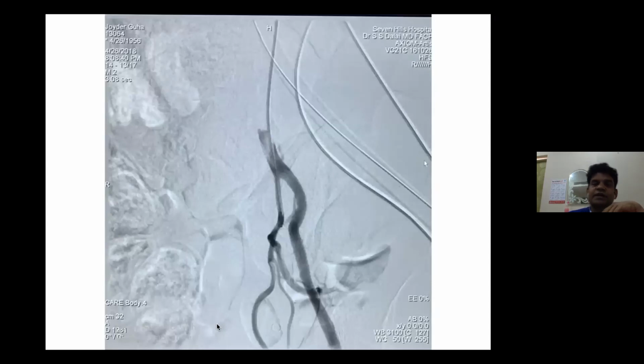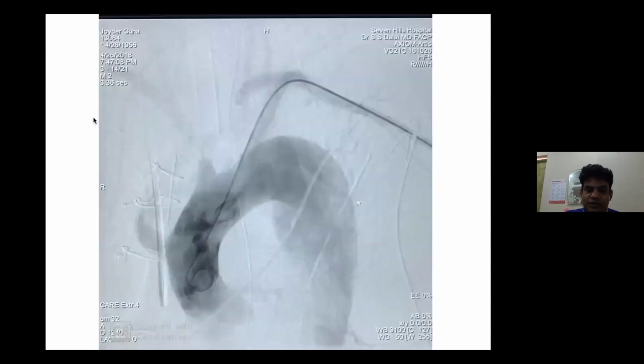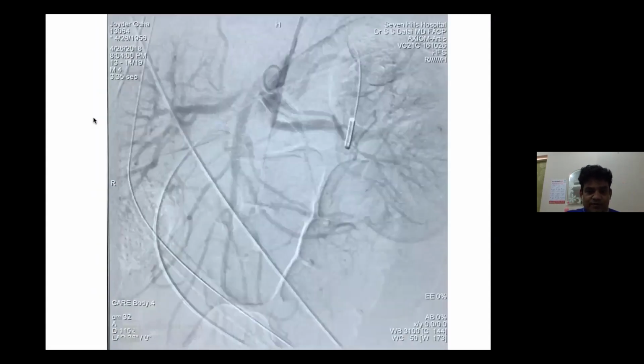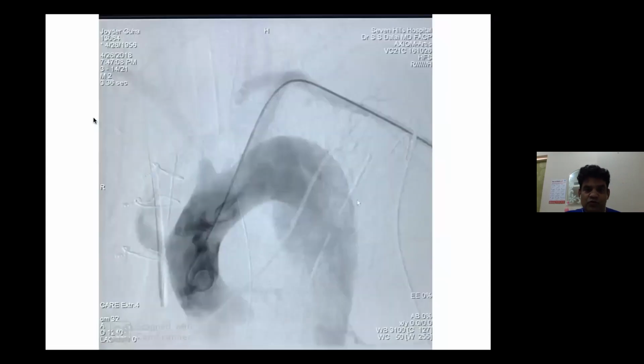So then we came from the radial, dropped ourselves from the radial into the true lumen, and from there we went inside the true lumen and did the injection. We found everything okay. So we planned to do a debranching procedure. This is actually the post-debranching picture.